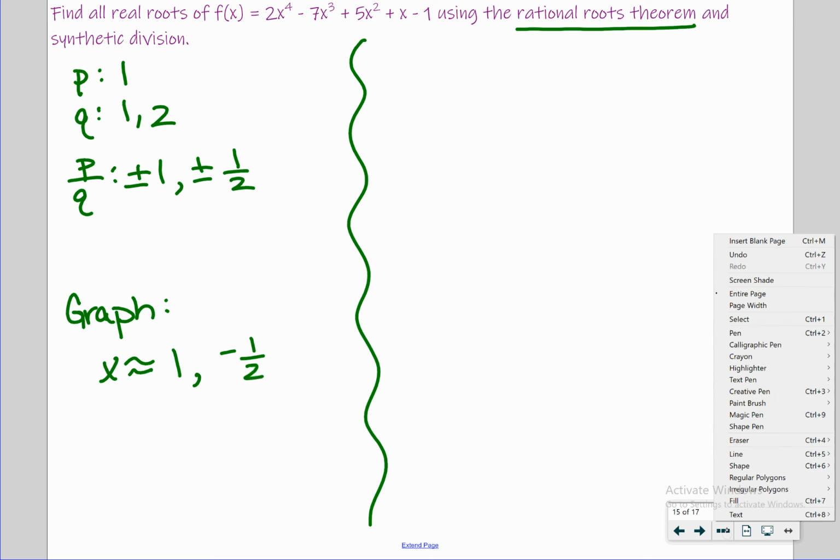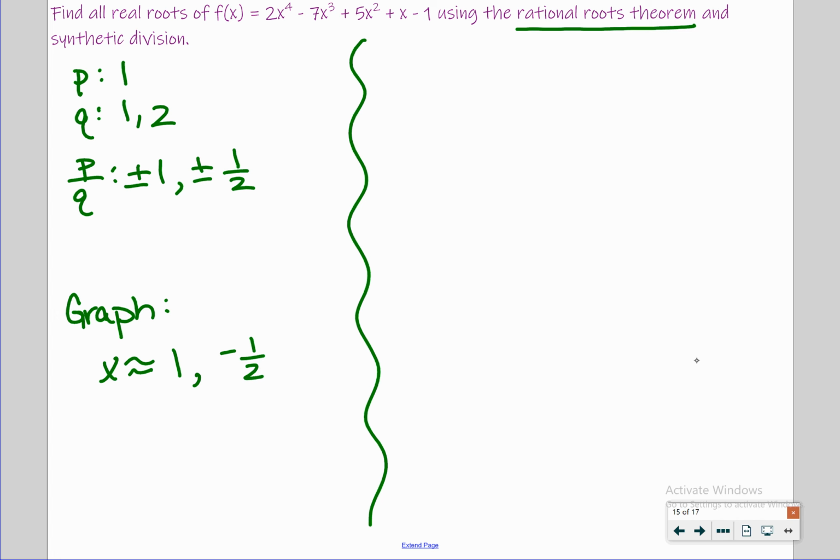Okay, let's do it. Make sure when you are setting up your synthetic division, if you are missing a term, you put a 0 there. You will get really, really frustrated because your synthetic division won't work if you're missing a term and you don't have a 0. In this case, we don't need a 0. All of my powers are accounted for. And we can try, doesn't matter which one first. Let's say I try 1 first.